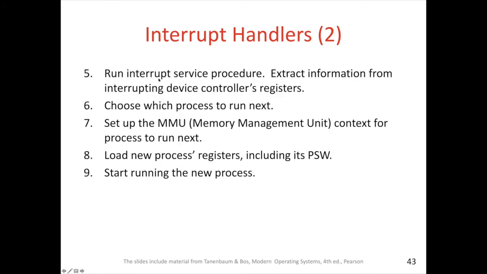5. Run interrupt service procedure. Extract information from interrupt and device controllers registers. 6. Choose which process to run next. 7. Set up the MMU, this is Memory Management Unit, context for process to run next. 8. Load new process registers, including its PSW. 9. Start running the new process.